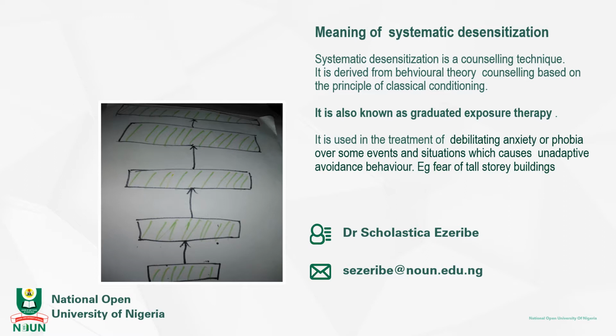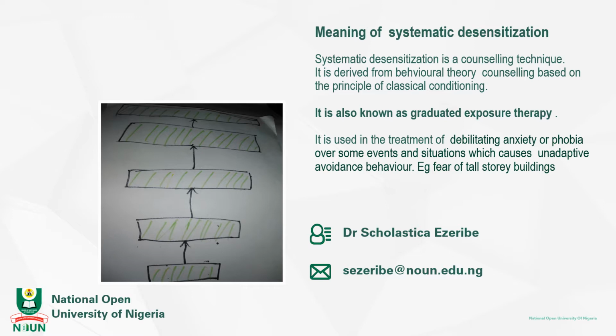An example of this kind of phobia or anxiety provoking situation is a fear of tall storey buildings. We know that some people are afraid of heights. They cannot live upstairs. They can't live in storey buildings. If you are their friend and you are living in a two or three storey building, just know that he or she will not visit you because he is afraid to climb stairs. He is afraid of tall buildings.